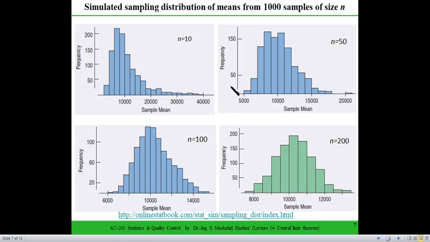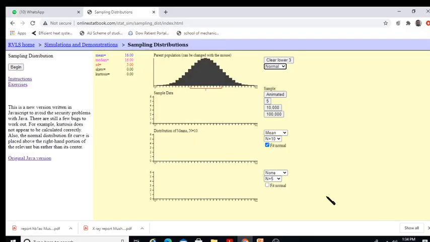So I will try to show you from this simulation. If you look at this link which I have given, an online stat book, there is a sampling distribution applet, a Java applet that is available. On the top you see there is a parent population, and right now it is a normal distribution. If I want a uniform distribution, it looks like a uniform distribution.